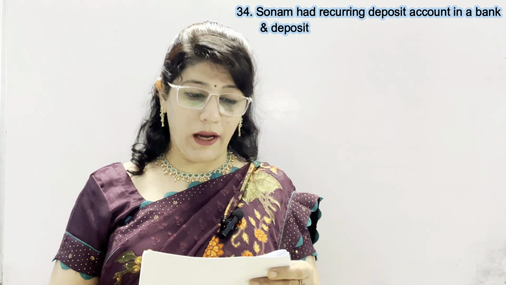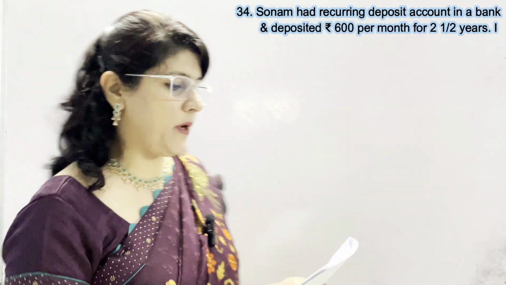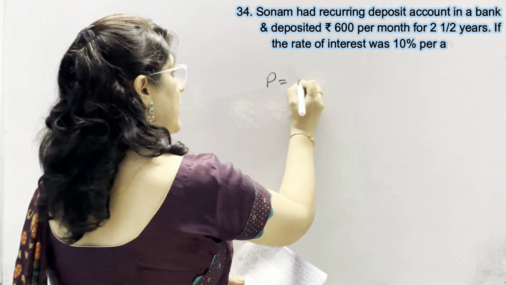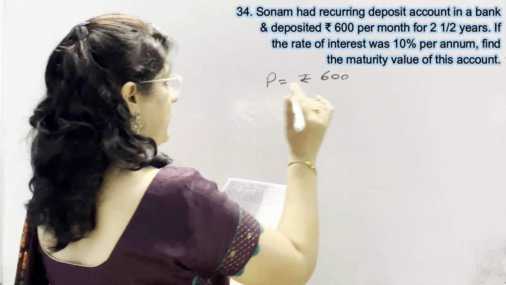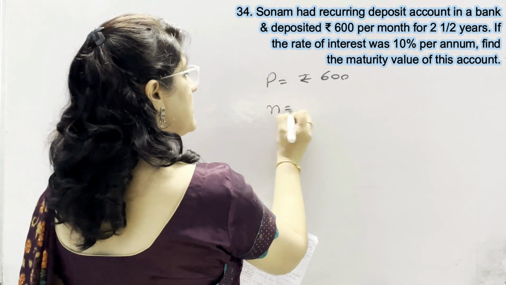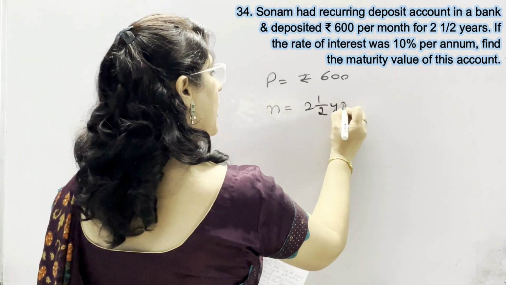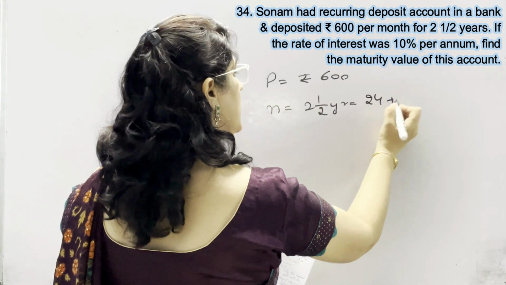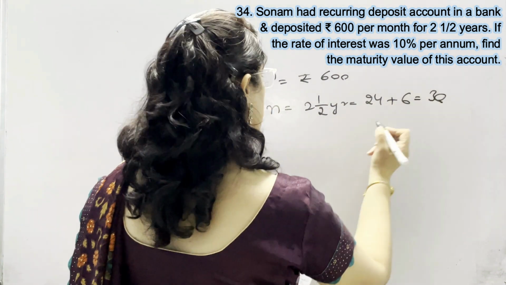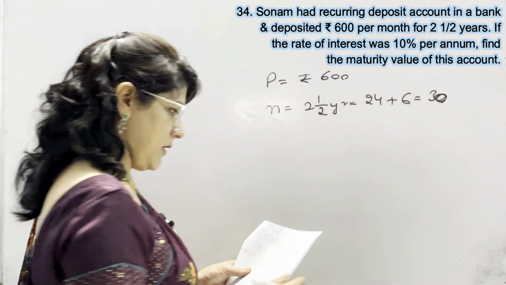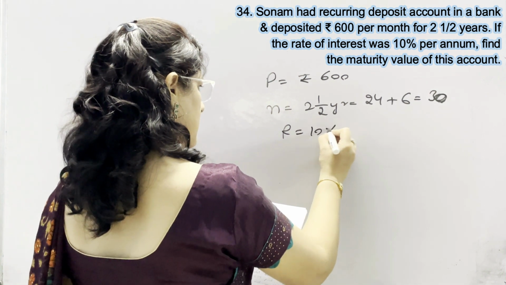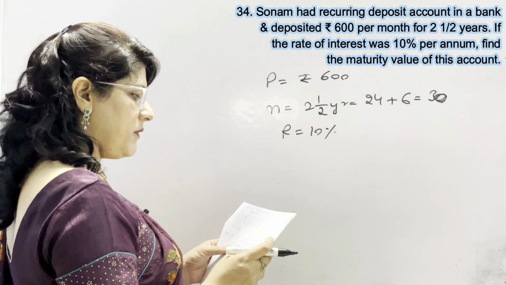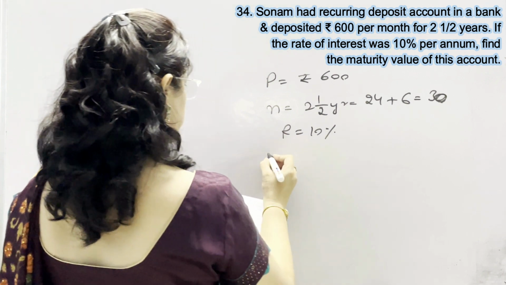In question number 34, Sonam had recurring deposit account in a bank and deposited rupees 600 per month. So the P value is given as 600 per month for 2.5 years. 2.5 years, it means N is given as 2.5 years means 24 plus half means 6. It means 30. Value of N is 30 months here. If the rate of interest was 10% per annum, find the maturity value of this amount.